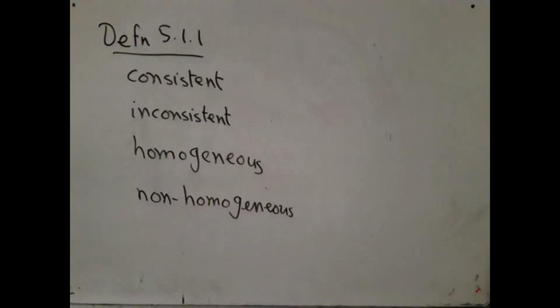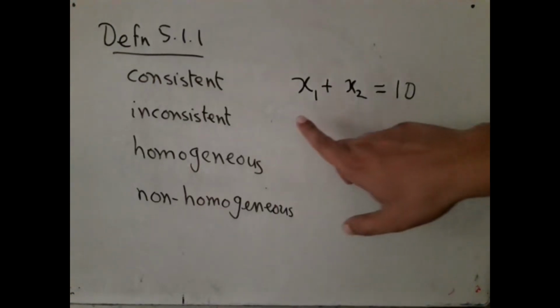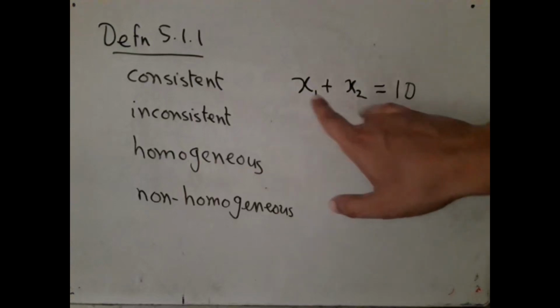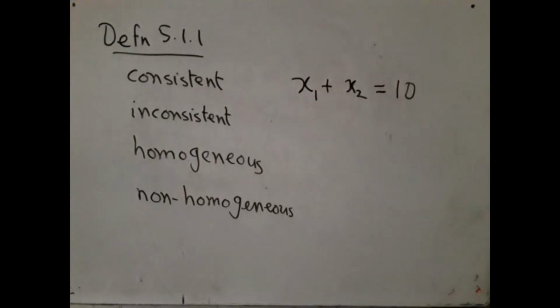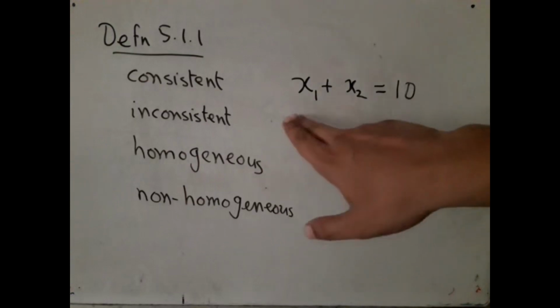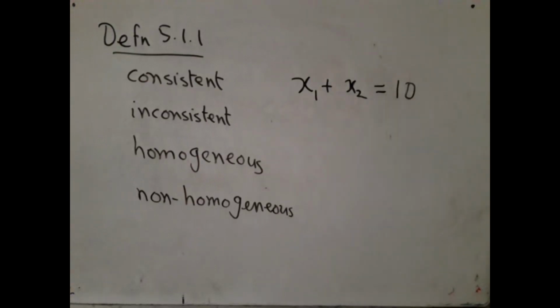Definition 5.1.1 introduces 4 terms. The first one is consistent. By a consistent equation, we understand an equation which has got at least one solution. This is an example of a consistent equation because I can find numbers x1 and x2 such that their sum is equal to 10. For example, I can take this to be 2 and this to be 8.